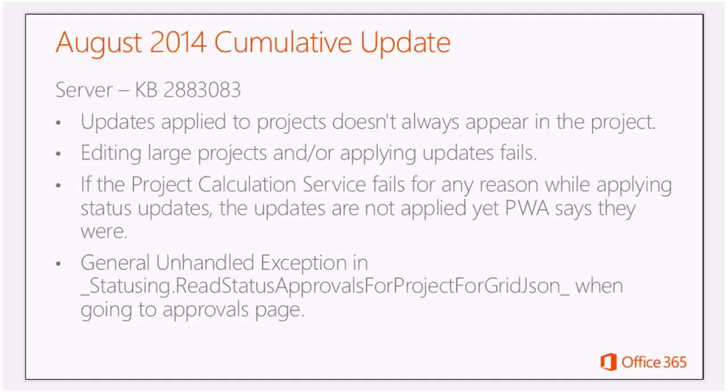The last item here on this page is general unhandled exception, and then it gives the whole read status approval for project for grid JSON. So what was happening here is, consider you go to the approvals page, you get there and you see a bunch of things that you probably need to approve, and so you say to yourself, well, what I'd really like to do is look at remaining work, and I'd like to sort it by remaining work. So the remaining work that's highest or lowest or whatever, I want to put that either at the top or the bottom. So you do that. It all works great. Well, the next time you come back to the view, it doesn't work so great at all.